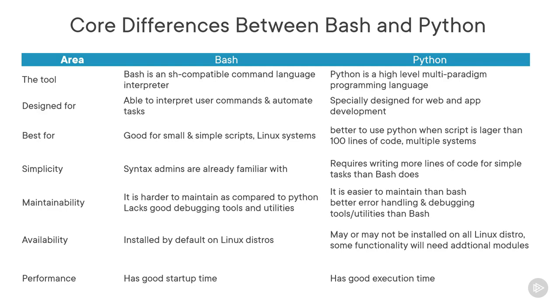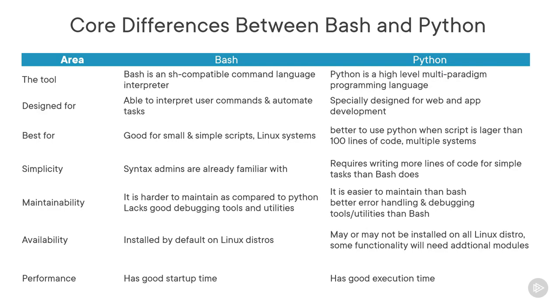And so we've already talked about what the tools are, what they're designed for. So Bash is really designed for interpreting user commands and automating tasks. Python was specifically designed for web and app development, and it's such a good language for general purposes that it's been used for automation and many other things, such as even in data science. Now, Bash is good for small and simple scripts, and it's good for automation on Linux systems. Python is better when you have larger needs or more complex tasks.